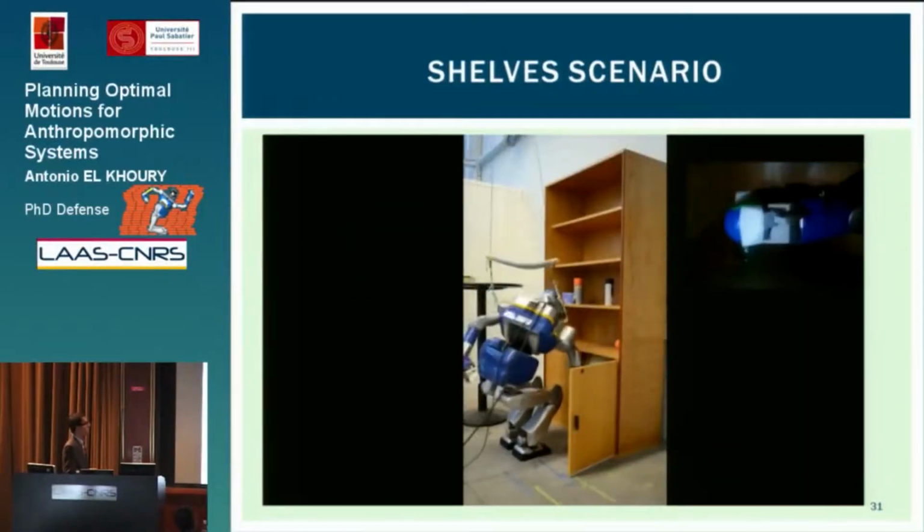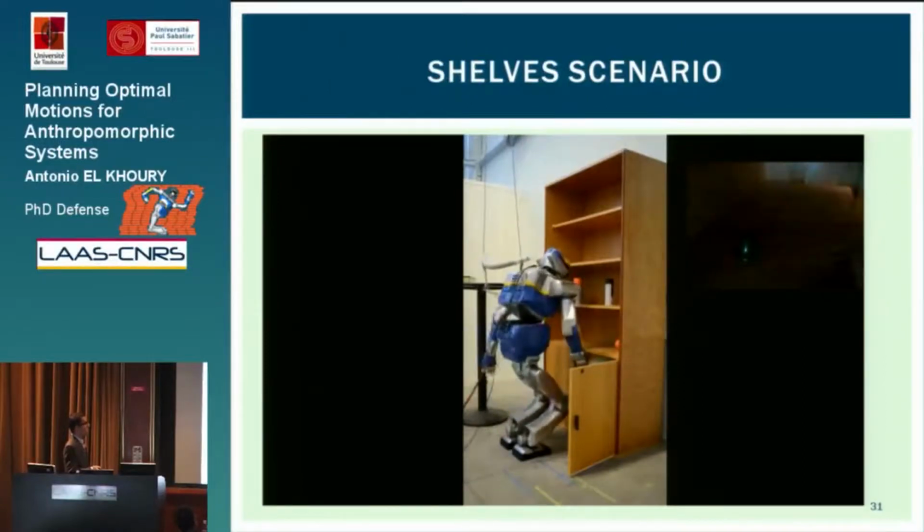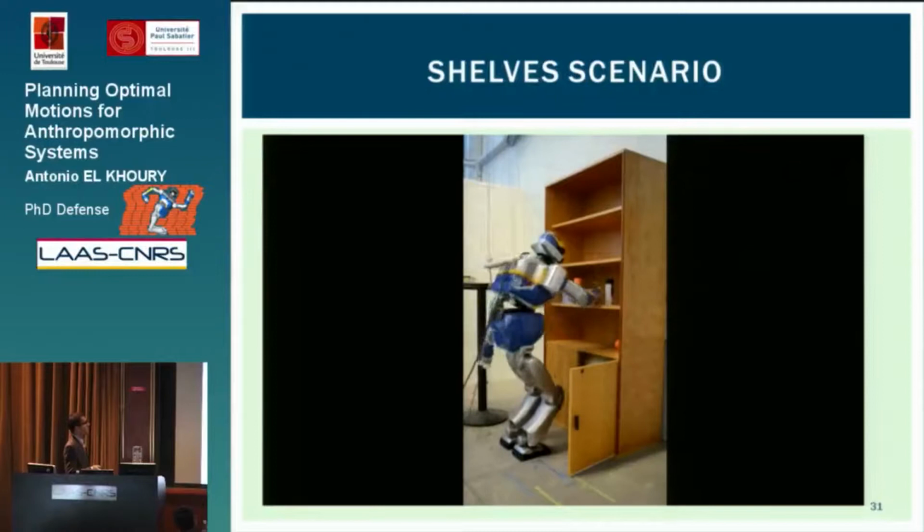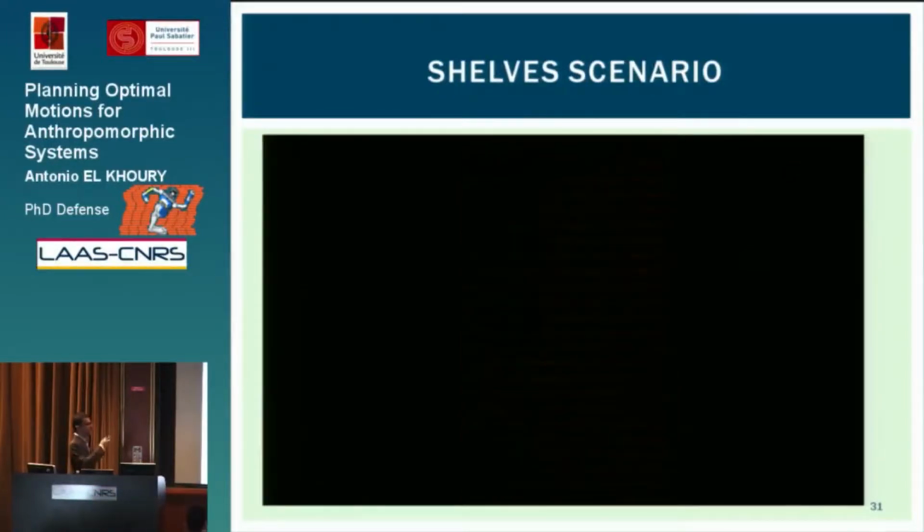Here we show its second motion, which is a bit more difficult because we have a constrained environment with external obstacles. And so here we first plan a constrained path, and then we optimize it in order to make the robot grab a ball in the lower shelf and displace it to the upper shelf.